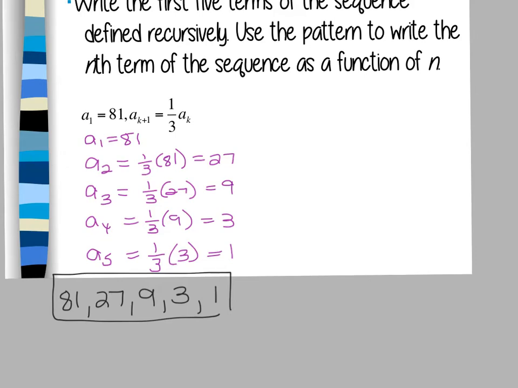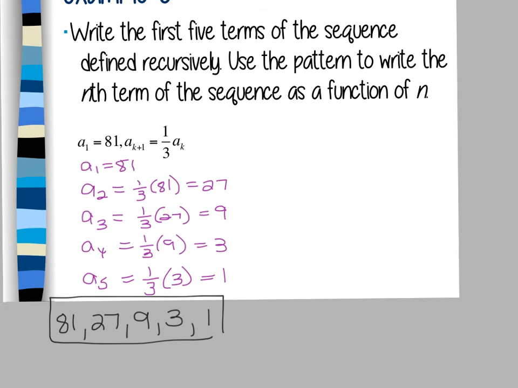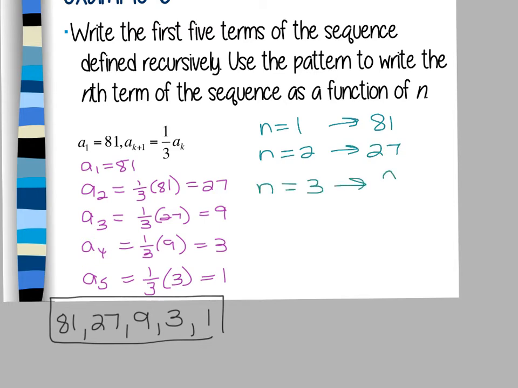Now the second part says use the pattern to write the nth term of the sequence as a function of n. That means give me the equation that gets you this without it being recursive. So go back to what we did before. If n is 1, then I have 81. If n is 2, then I get 27. If n is 3, then I get 9. If n is 4, then I get 3. And if n is 5, then I get 1.